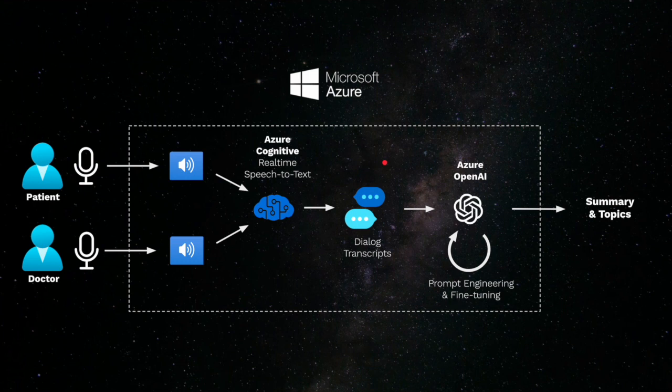Then, the content is in the text form that can be processed by the OpenAI service to provide the summary and the intent topics of the conversation. In our case, the prompt is fine-tuned to provide summary and topics, but the next step could be to incorporate real-time recommendations for the doctors based on the transcript, but these scenarios are out of scope for this application. So, let's move to the demo.